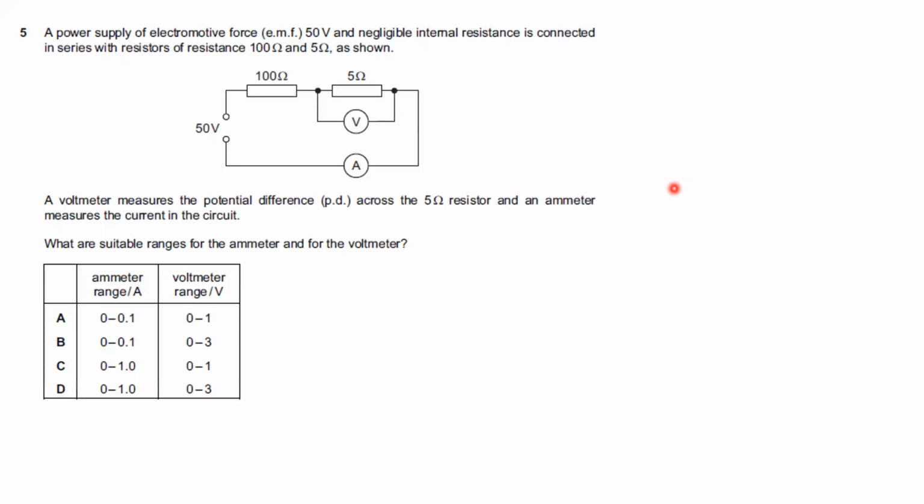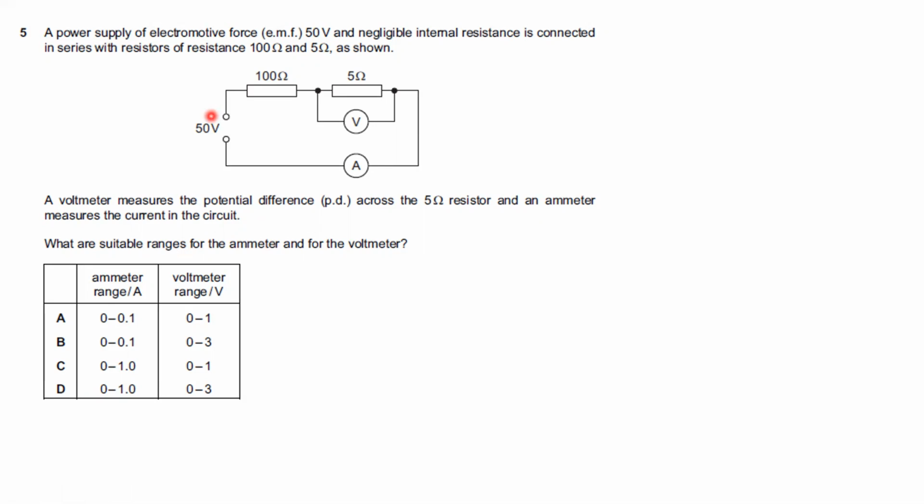Question 5. A power supply of EMF 50 volt and negligible internal resistance is connected in series with resistors of resistance 100 ohm and 5 ohm as shown. The voltmeter measures the potential difference across the 5 ohm resistor and the ammeter measures the current in the circuit. What are the suitable ranges for the ammeter and for the voltmeter?